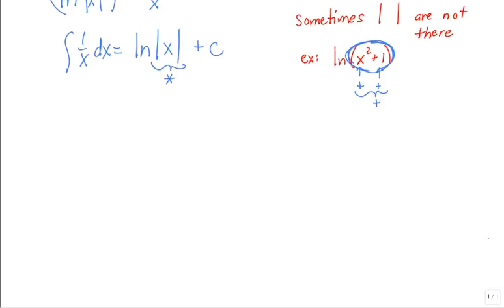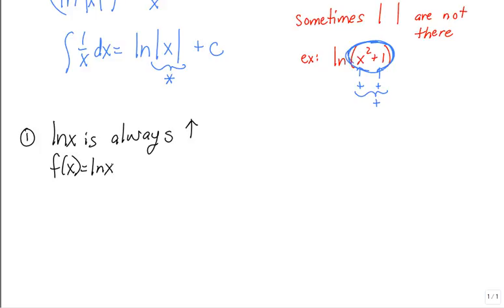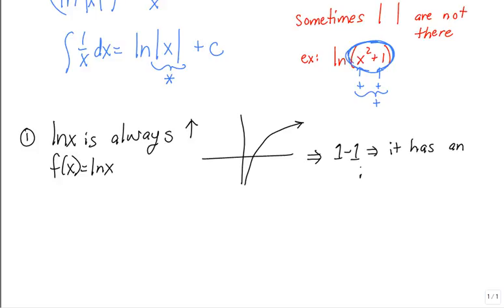So again, there are some things we know. We know ln x is always increasing because the first derivative is positive for x greater than 0. And we're going to say f of x is ln x. And here's the curve. Here's what the graph looks like. We know it's 1 to 1, so it has an inverse function. A function has to be 1 to 1 in order to have an inverse function.